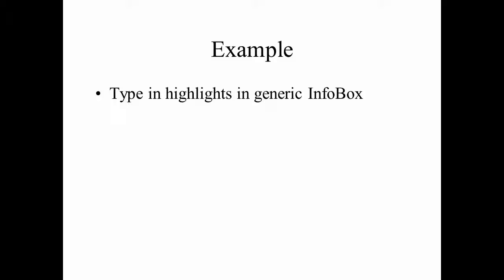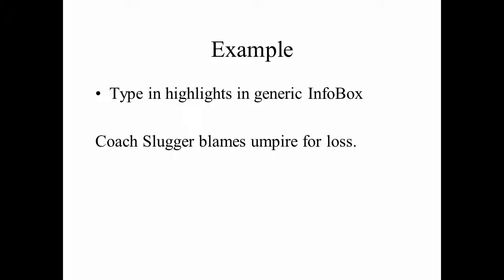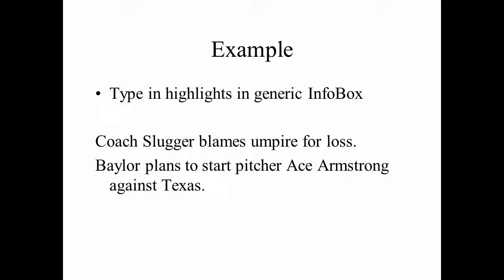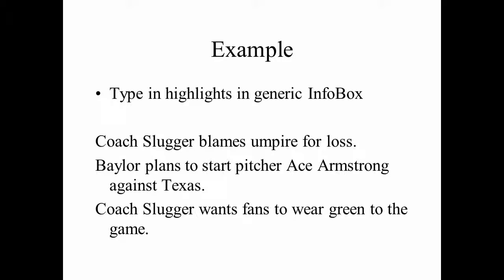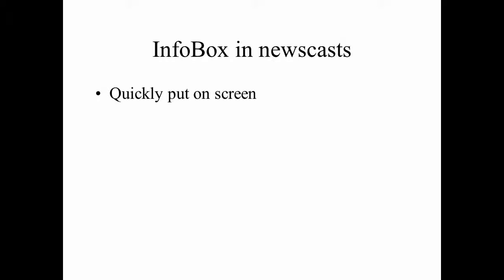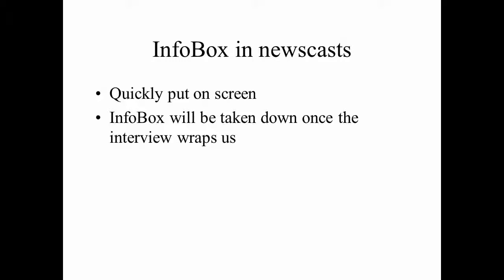For example, if we're doing a live Q&A with a Baylor baseball coach, someone needs to type in highlights of the information and display them on air using the generic info box graphic. The text could be something like this. Coach Slugger blames umpire for loss. Baylor plans to start pitcher Ace Armstrong against Texas. Coach Slugger wants fans to wear green to the game. The information will have to be quickly put on screen, as the info box will be taken down once the interview wraps up and the news moves on to the next topic.